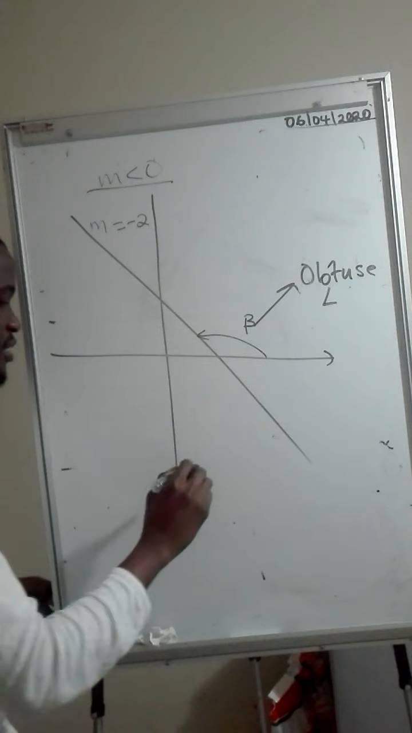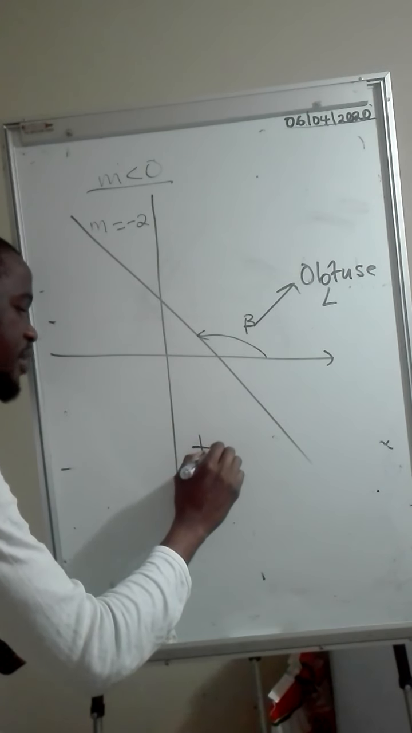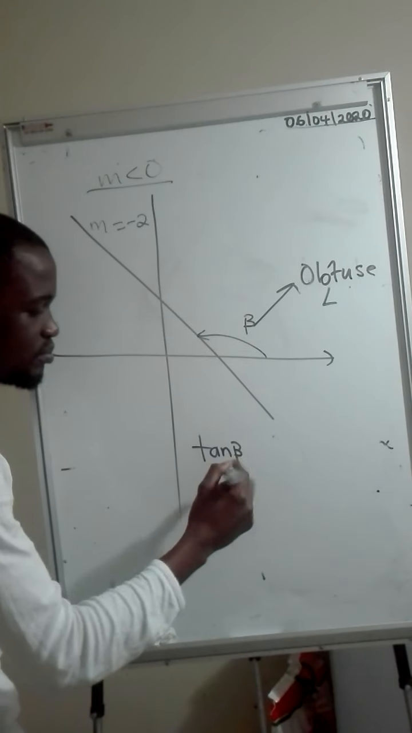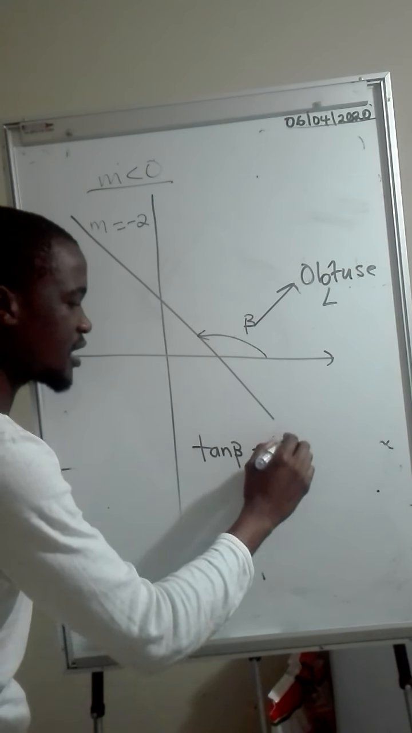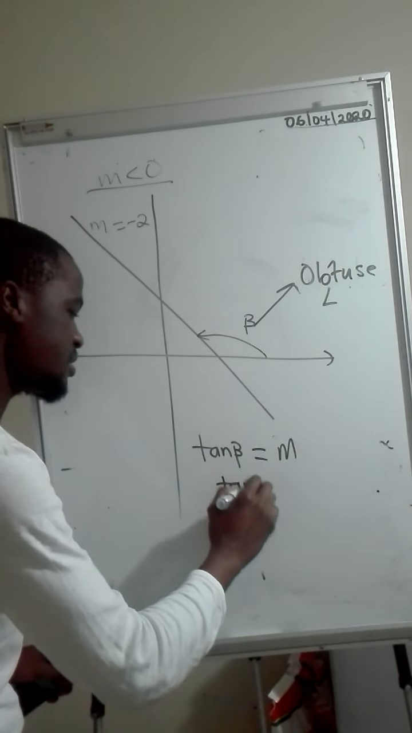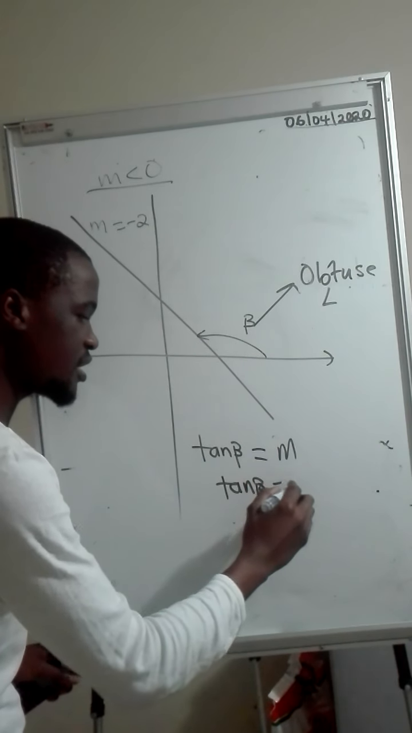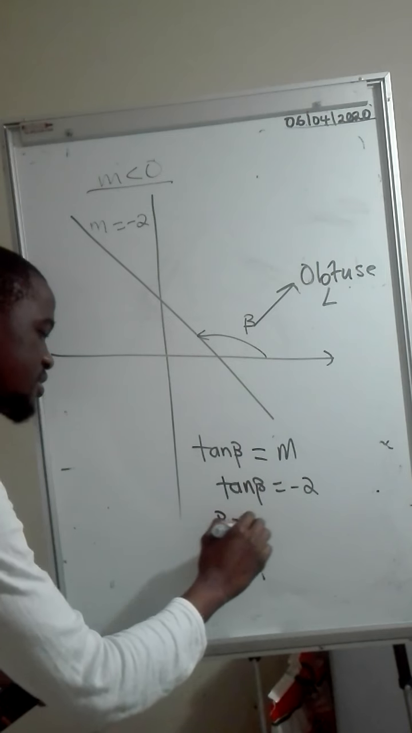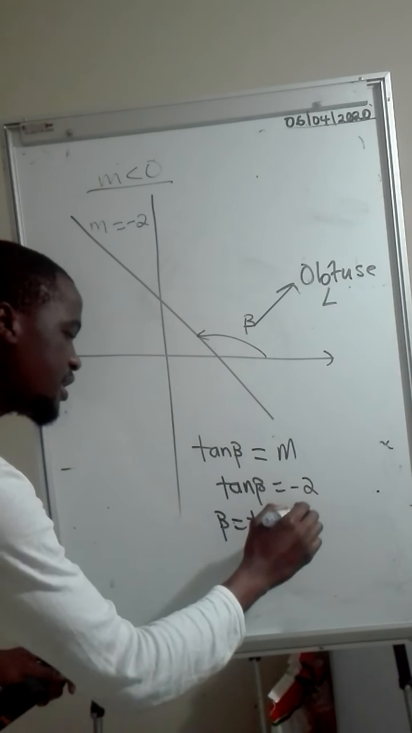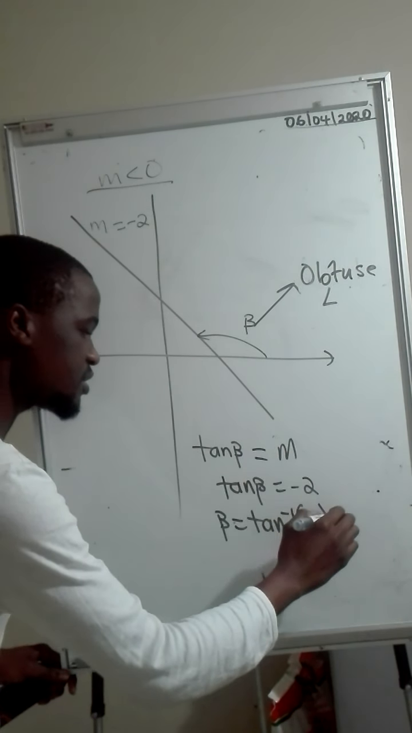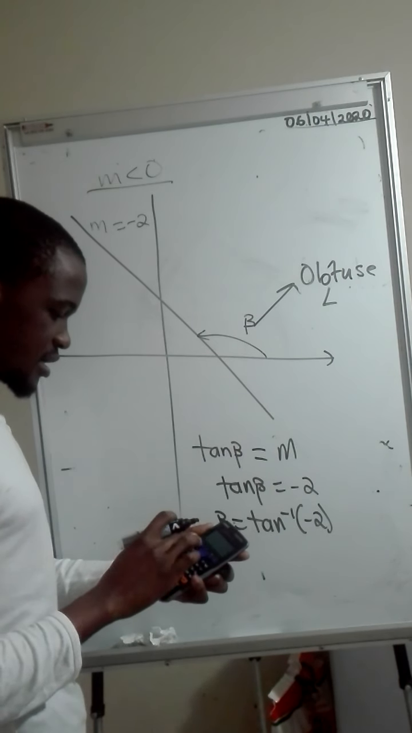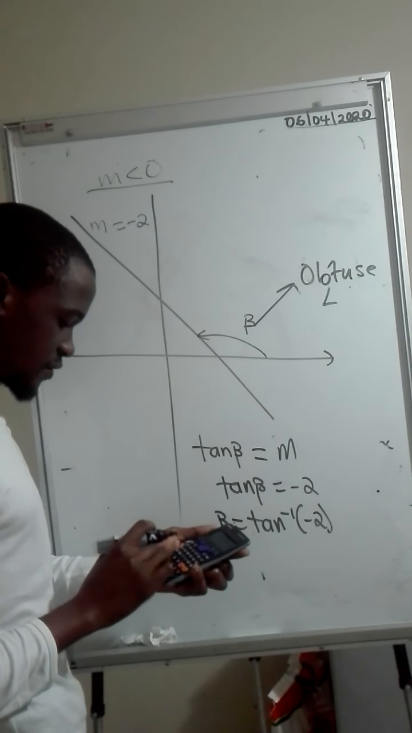Alright, so let's go to our formula. We have a gradient, and now we're dealing with beta. So I'll say tan beta is equal to the gradient. Then my tan beta is equal to negative 2 as the gradient. Then I'll say beta is equal to tan inverse of negative 2. Then I go to my calculator: tan inverse of negative 2.